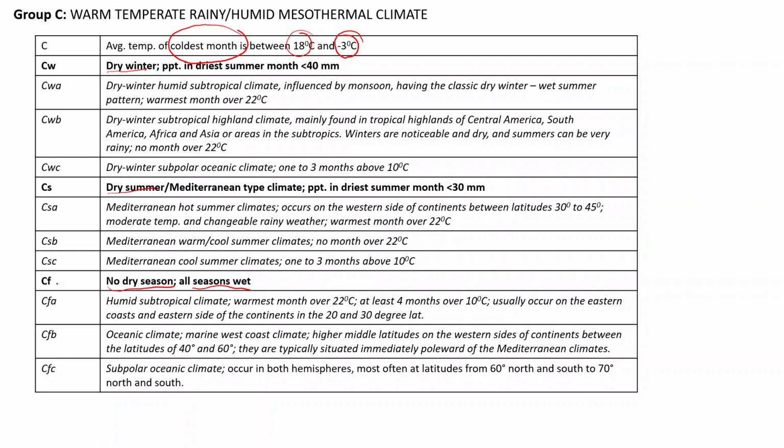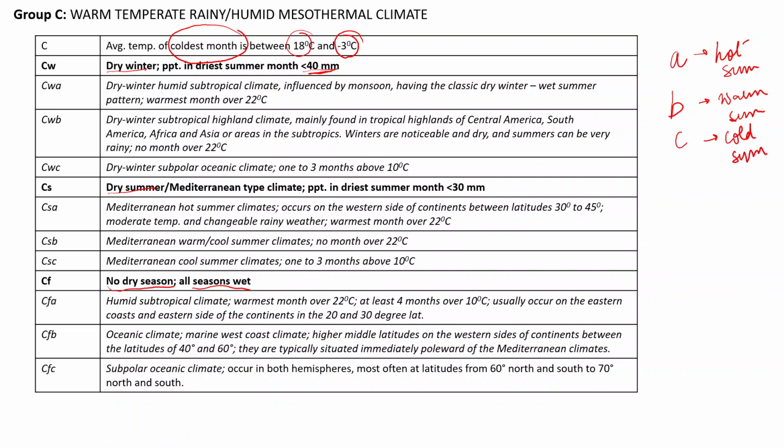So CW is dry winter, and precipitation in the driest summer month is less than 40 millimeter. This value you should remember. Now, the third alphabet, which gives the level of heat for group C, is A, B, and C, where A stands for hot summer, B stands for warm summer, and C stands for cold summer.